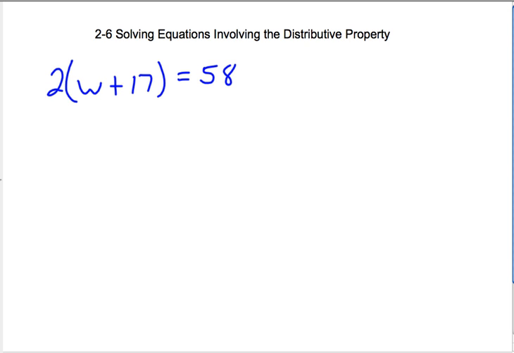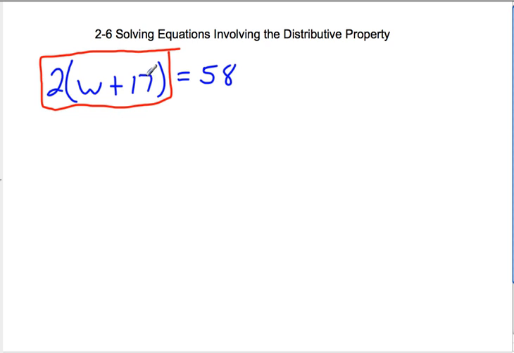We'll be talking about solving equations involving the distributive property. As you can see, some equations can be a little more complicated, and definitely more complicated than this, but in this case, before we can subtract this 17, we need to deal with this distribution of a 2 to everything in the parentheses. So as you know, if we were just looking at the left side of this equation, the 2 times w plus 17, we can use the distributive property to simplify that.